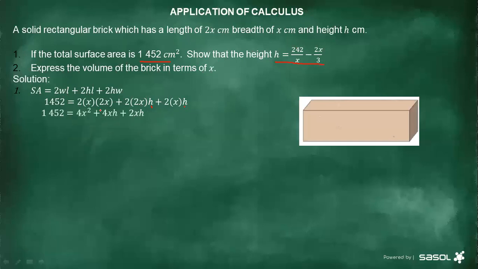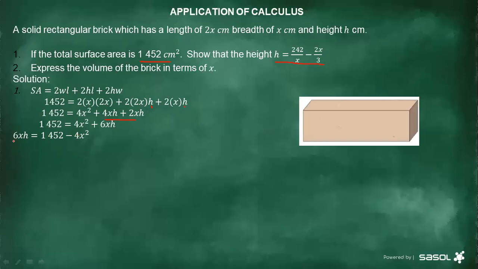Then you just multiply this, which is going to give us 4x squared plus 4xh plus 2xh. Because these are like terms, you just add them together. It's going to give us 6xh. All right, and therefore we are going to be transposing the 4x squared. And this is what you are having now.